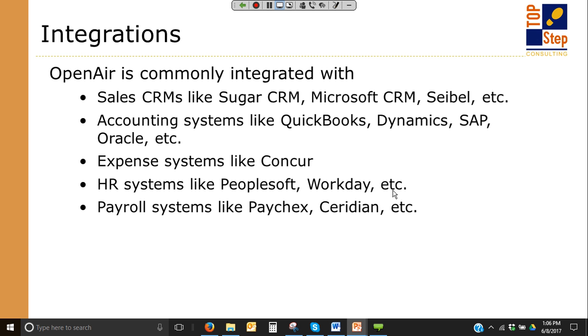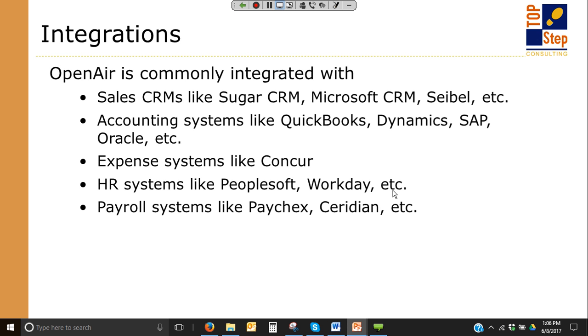But OpenAir is typically integrated with a lot of different types of systems because in the world of professional services, you tend to have to touch a lot of different parts of the company. Things like what's coming in from sales, so we're talking to the sales systems, accounting systems like NetSuite, like SAP, even expense systems like Concur.